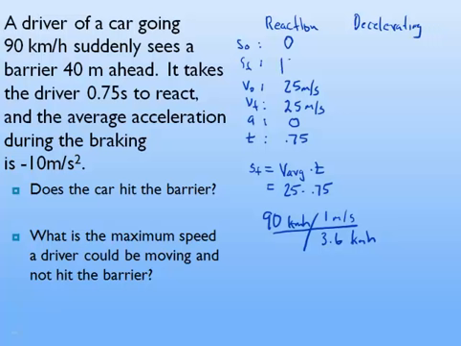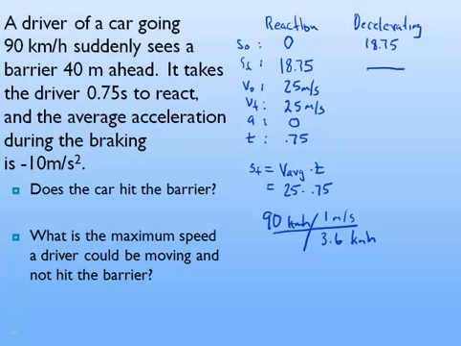It's important to note that he's already traveled almost halfway to the barrier before he's even hit the brake. We'll see if he can slow down in time. For the decelerating stage, the initial position is no longer 0. Now he is 18.75 meters along the way. And the final position is what we're looking for. We're hoping it's less than 40.